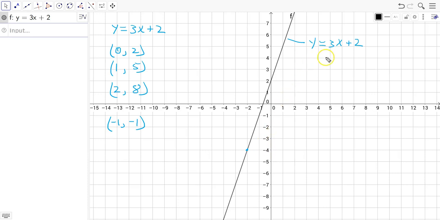Now let's notice a few things about this graph that are important to take note of. First of all, notice this is called our y-intercept right there, that point right there on the y-axis. Notice that is the point where x is equal to 0 and y is equal to 2. That's where the graph crosses the y-axis, so that is called our y-intercept.